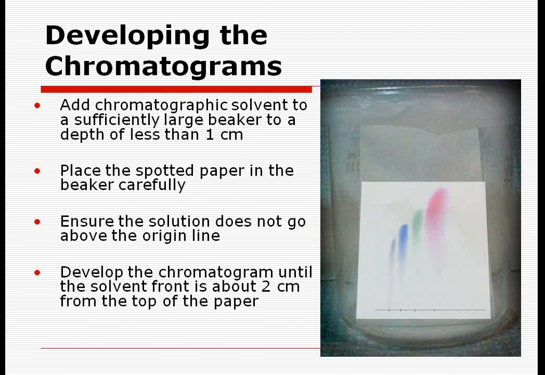Developing the chromatograms. Add chromatographic solvent to a sufficiently large beaker to a depth of less than 1 centimeter. Place the spotted paper in the beaker carefully. Ensure the solution does not go above the origin line. Develop the chromatogram until the solvent front is about 2 centimeters from the top of the paper.